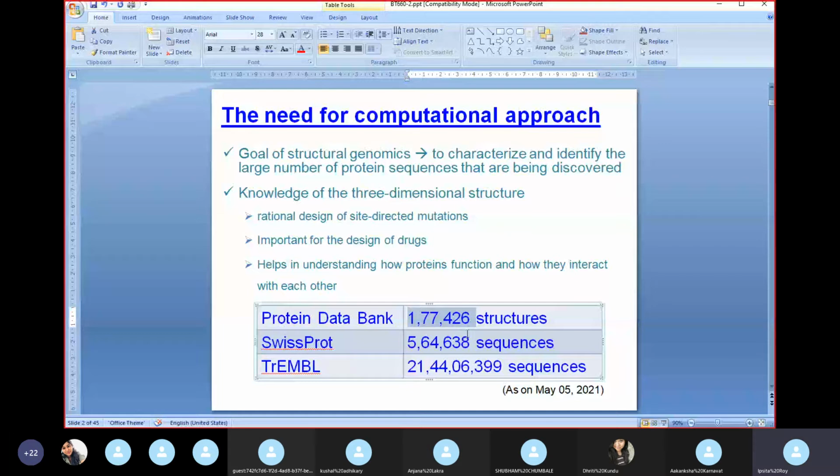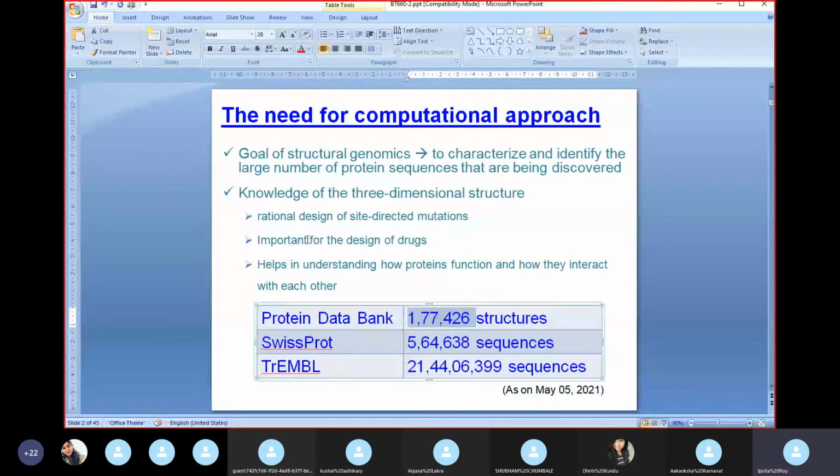Looking at the sequences, many times you are also able to say, for example, whether a particular part of the protein functions as an epitope or not, or for some other function. So that is where the computational tools come in.